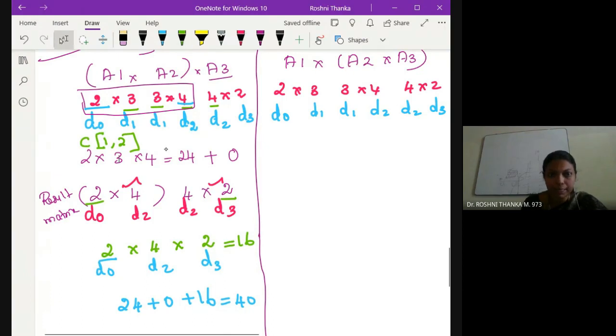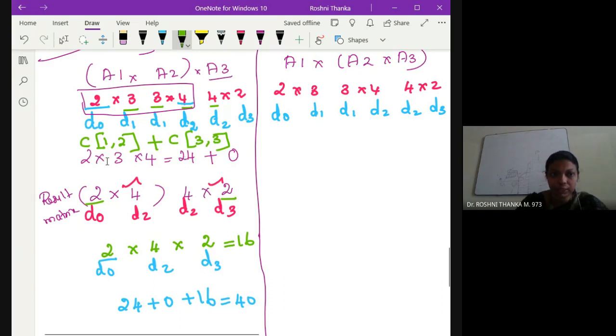Then I did plus 0. What is this 0? This 0 represents this matrix, that is matrix 3. The cost of multiplying matrix 3 is 0. So I'll say cost of multiplying 3, 3, because we are not multiplying that with any other matrix, right? So that is what we are finding.